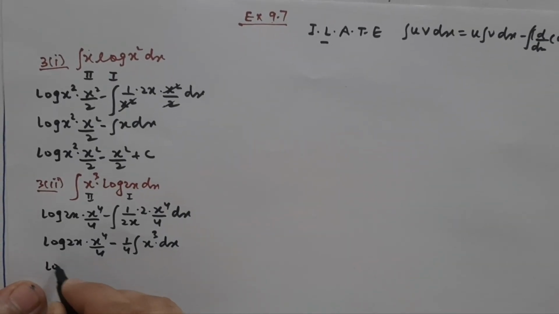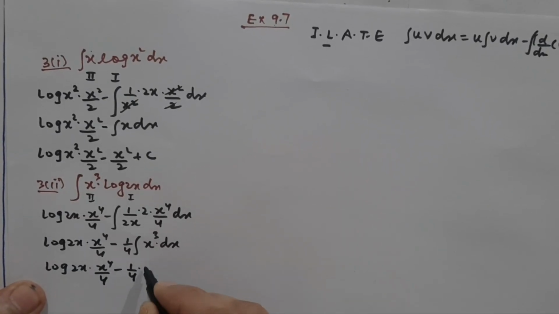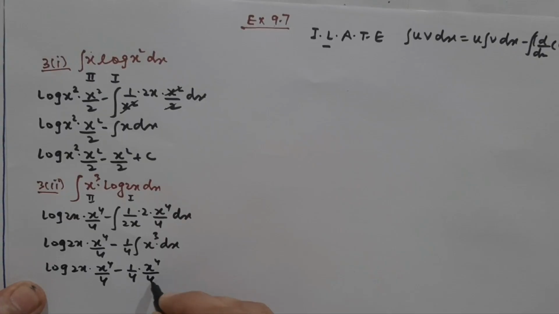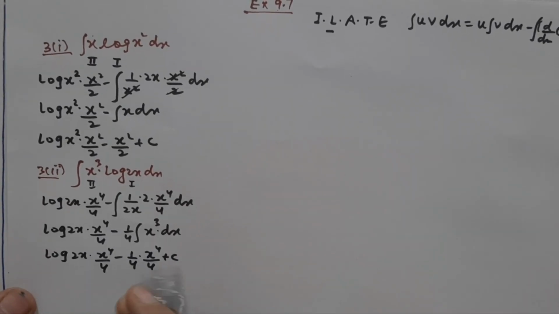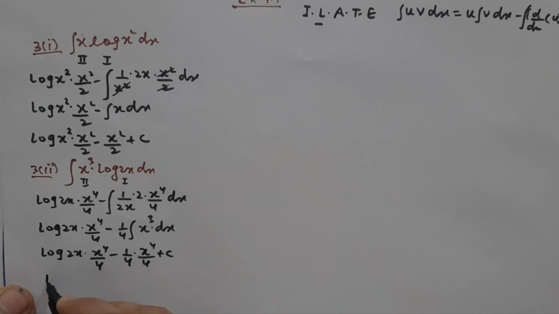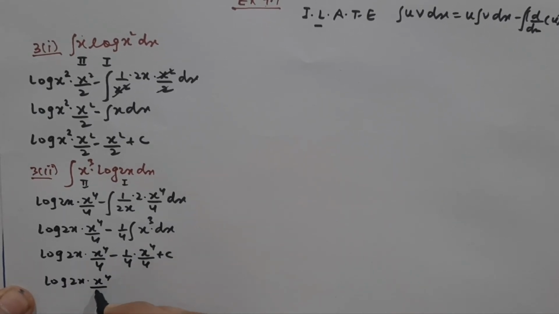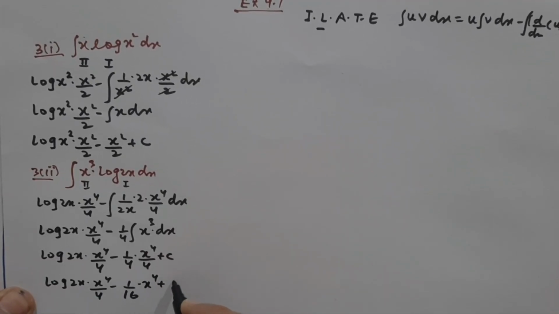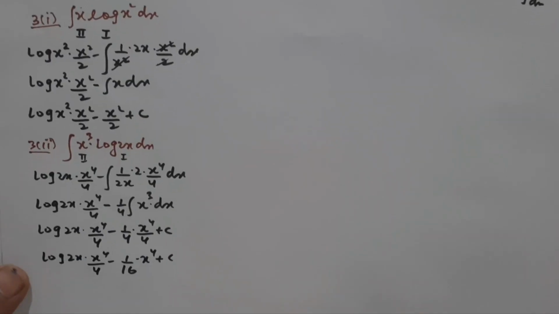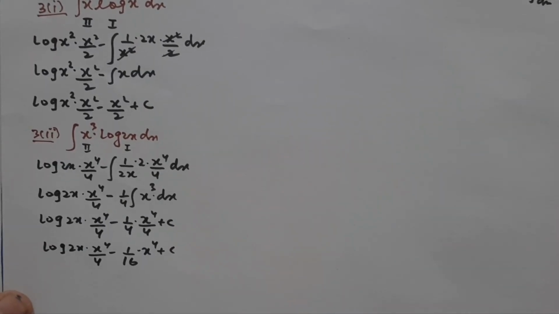So log 2x into x4 by 4 minus 1 by 4, integral of x cube is x4 by 4, plus c. Making it a little more simplified, we get 1 by 16 x4 plus c. So students, this is the solution of the second part. Very simple question. I hope it is clear to you.